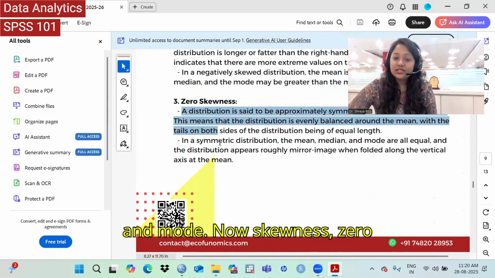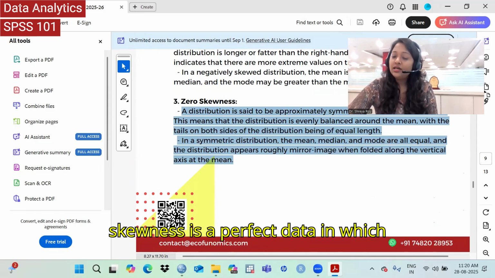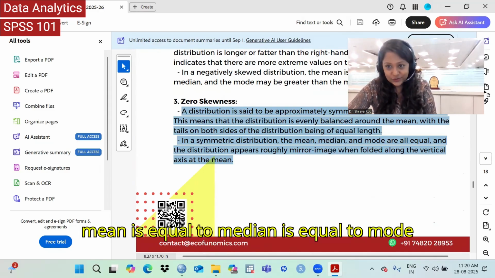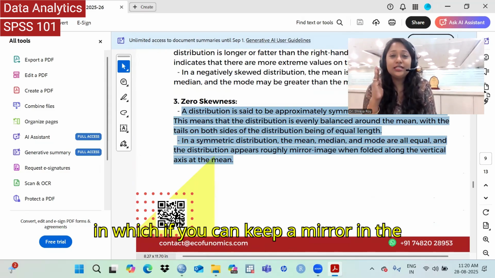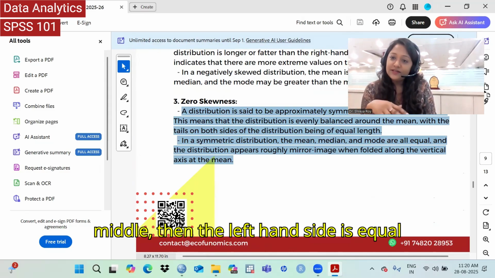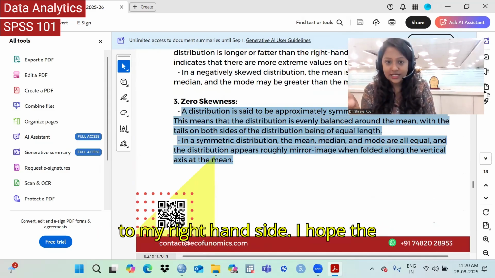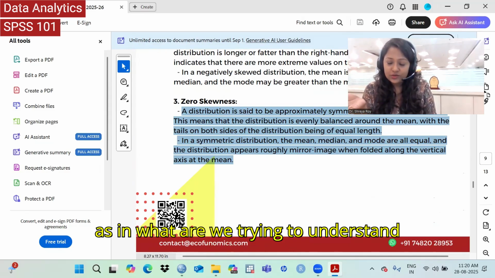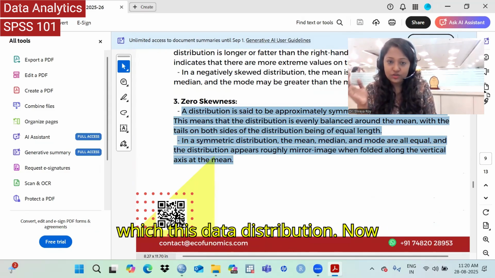Zero skewness is perfect data in which the mean is equal to the median is equal to the mode, in which if you can keep a mirror in the middle, then the left-hand side is equal to my right-hand side. I hope the theory is clear, as in what we are trying to understand with this data distribution.